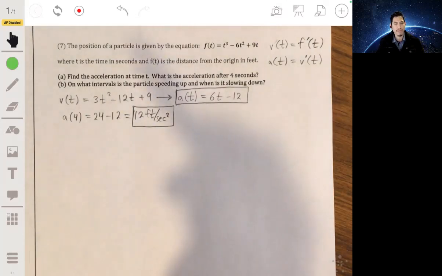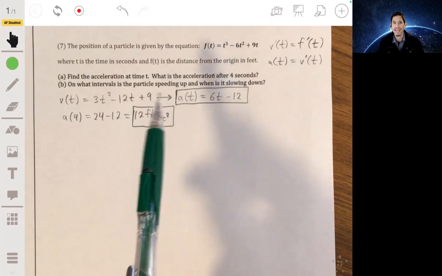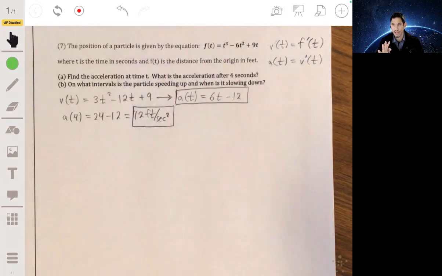Okay, now in part B, we got to figure out when the particle is speeding up and when it is slowing down. Now, this really requires you to make sure that you don't simply make the mistake that velocity is the same as speed. Remember that velocity has a sign because velocity has a direction. Speed doesn't have direction. Speed is always positive.